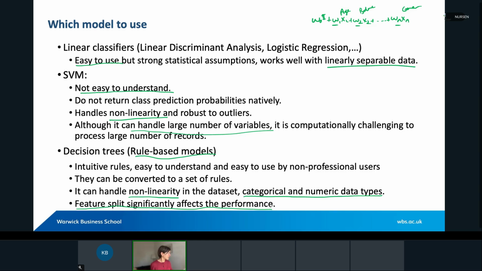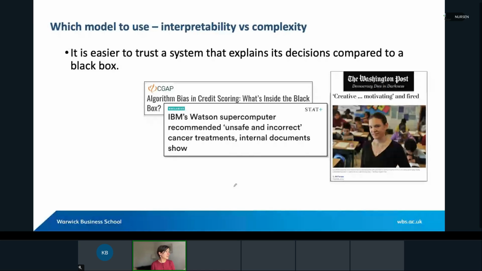So let me quickly check the time. I think we are over the time. Just this slide and then I will end the lecture.